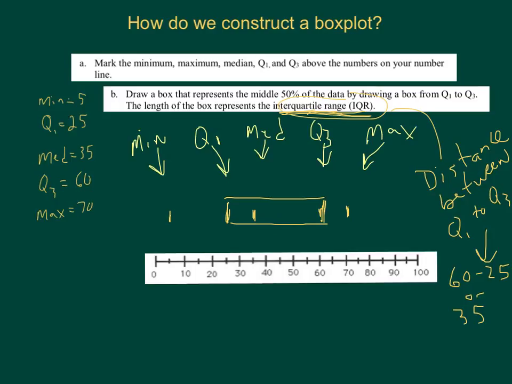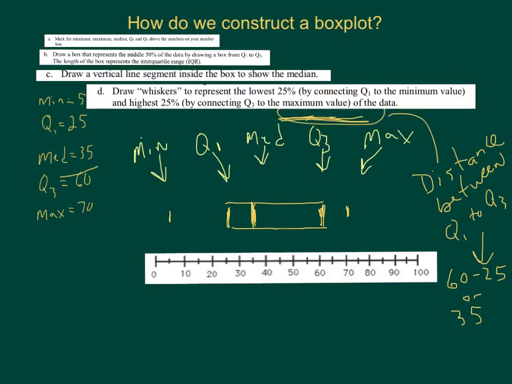Now, the next piece is just taking our median and drawing that line in the box. So now we know that this piece right here represents 35 units, and 35 is the halfway mark if we list our data in order from least to greatest. 35 is that central value. Now that we've accomplished that, we've drawn our vertical line segment in the box to show the median.